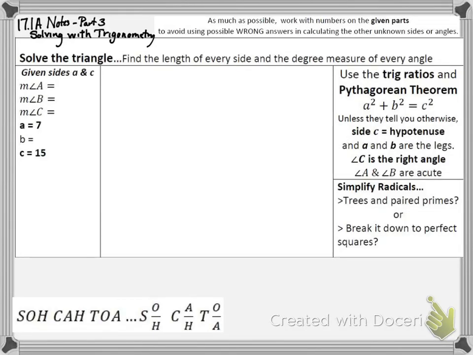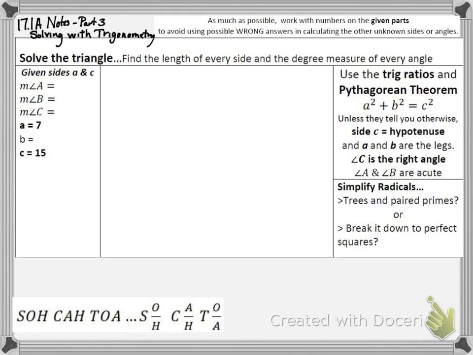Okay, 17.1a notes, part 3. I hope this is going to take care of the rest of this problem. On page 1, the first video, we just did problems where we had to find one missing side, one missing angle. Now we're going to deal with problems where we have to solve the whole triangle, find every part that they didn't already give us.